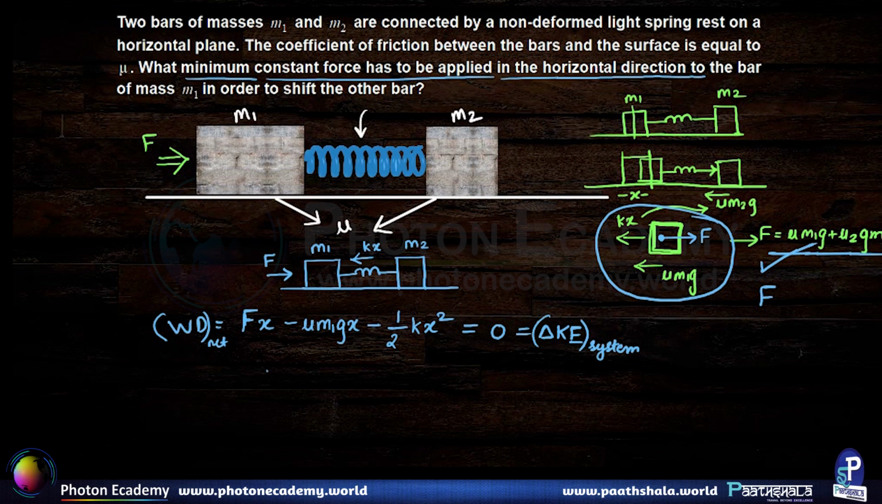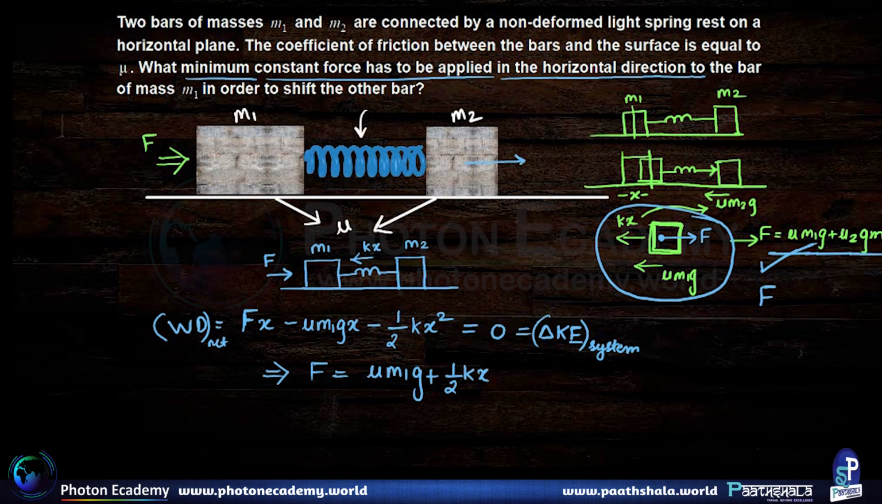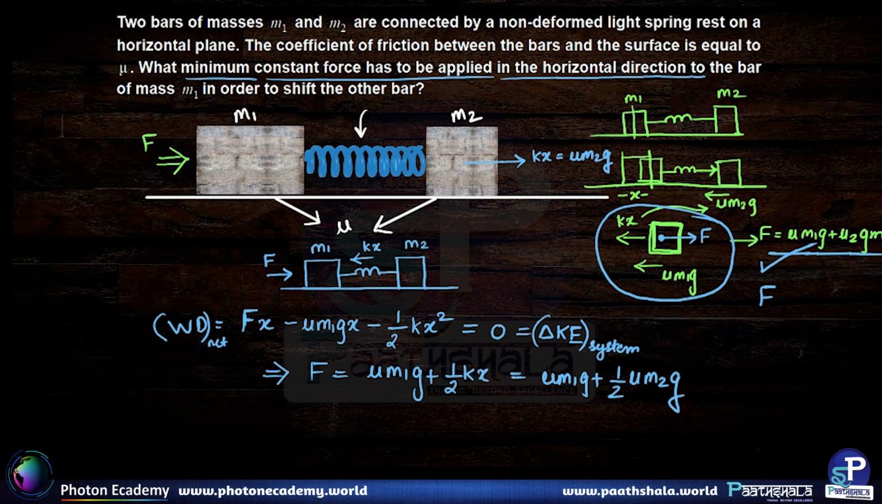So now in this particular way we can find out the force F. Force F is equal to mu m1g plus half kx, and kx is definitely being used to move this mass, so kx is going to be equal to mu m2g. So we can write this as mu m1g plus half mu m2g. That is going to be the correct answer, and here this energy method has to be employed and the dynamics method is not exactly correct. So this is something to be noted.